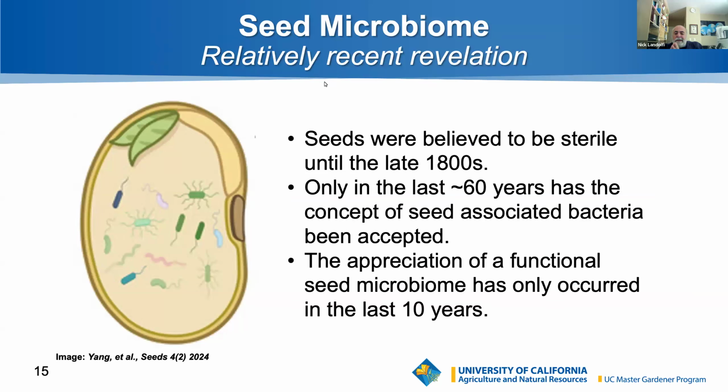Now, the discovery of seed microbiome is relatively recent. Until the late 1800s, the interior of a seed was presumed to be sterile, that is, microorganism-free. It is really only in the last 60 years that botanists have accepted that seed-associated bacteria truly exist, as that is when bacteria could be isolated and grown from seeds. Only in the last 10 years has the concept of a functional seed microbiome come to be appreciated.